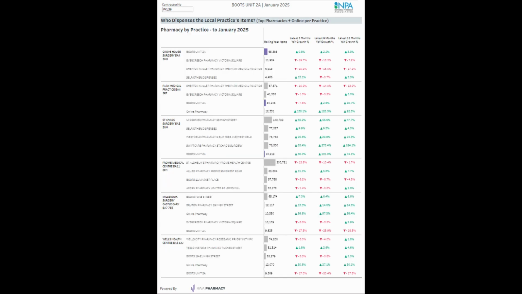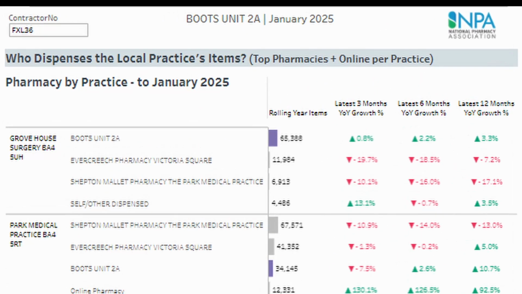The Practice by Pharmacy page shows you where your top GP practices are sending their prescriptions, not just to your pharmacy, but to all others in the local area, including online pharmacies. For each practice, you'll see a breakdown of the pharmacies dispensing their items, along with the year-over-year growth in item volume each pharmacy has received from that practice.